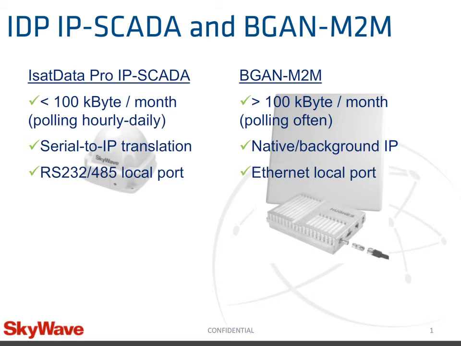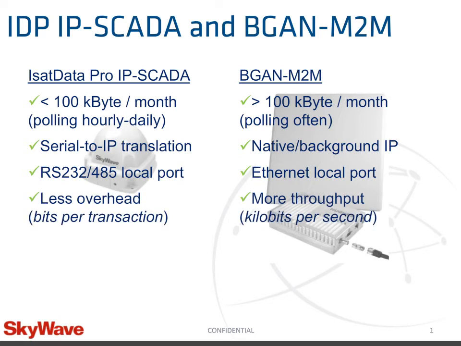IsatData Pro is best suited to applications that either poll infrequently for data or use exception-based reports to minimize data cost, and we typically quantify this on the order of kilobytes per month. Applications requiring higher throughput, such as kilobits per second, are better suited to BGAN-M2M. IsatData Pro should also be considered in applications with extremely tight power constraints, typically when running from battery for extended periods of time. However, ultra-low power optimization also trades off against data refresh rate, so applications requiring sub-second latency tend to be better suited to BGAN.